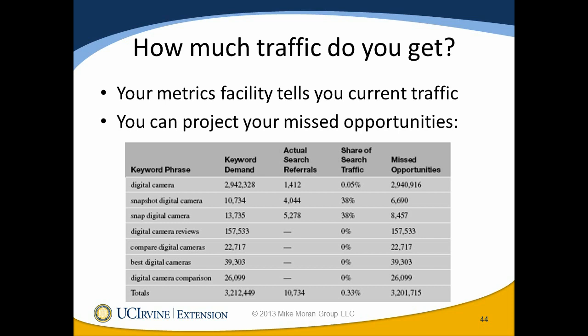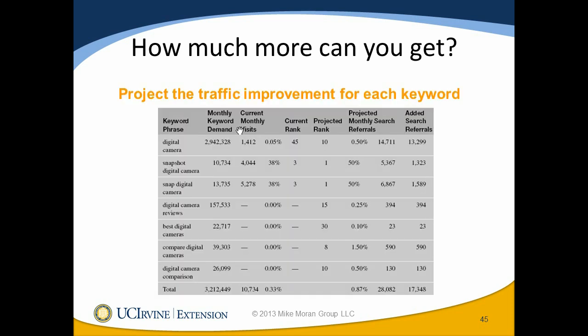Now, it's unrealistic to think that even if you were able to get the number 1 ranking for these keywords, you would get all of the traffic. So it's not going to be 100%, but you will get some percentage of that traffic, and there's a table in the book that shows you how to estimate, given what ranking you think you can get, what your traffic would be. And so this is how you would do that projection.